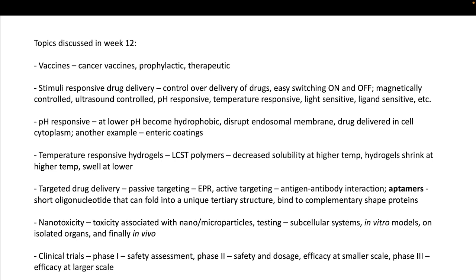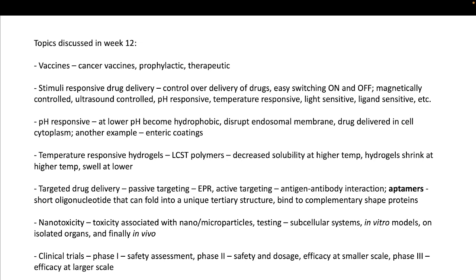One example of active targeting for drug delivery is aptamers. This is a relatively new concept in drug delivery. Aptamers are nothing but short oligonucleotides that can fold into a unique tertiary structure. Oligonucleotides meaning these are DNA or RNA strands, more specifically nucleotides, and they're very short in nature. So these might be some 10 to 20 nucleotides attached together. You have a chain of these nucleotides, and because of their unique interaction, they will just fold amongst themselves and form a tertiary structure.